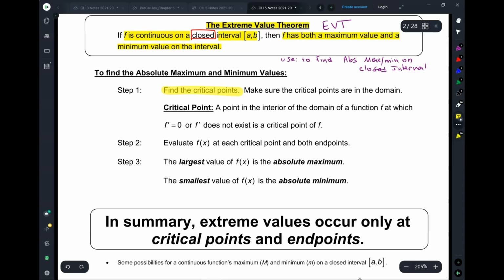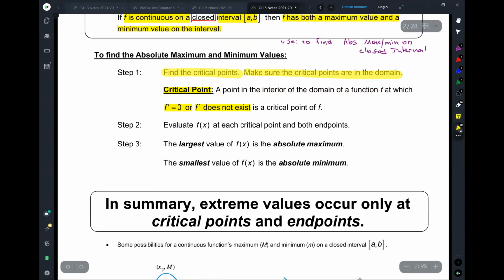And now you're asking, but what are the critical points, Ms. Malikian? Well, let me tell you. The critical points, first of all, are points in the interior of the domain. We'll come back to that. These are points where one of two things happen. Either f prime is 0 or f prime does not exist. So to find critical points, it's either a point where f prime is 0 or f prime does not exist. Once you find your critical point, you've got to make sure that the critical points are in the domain.